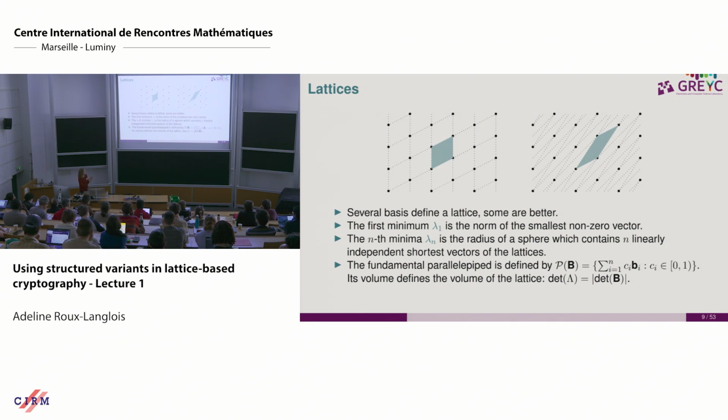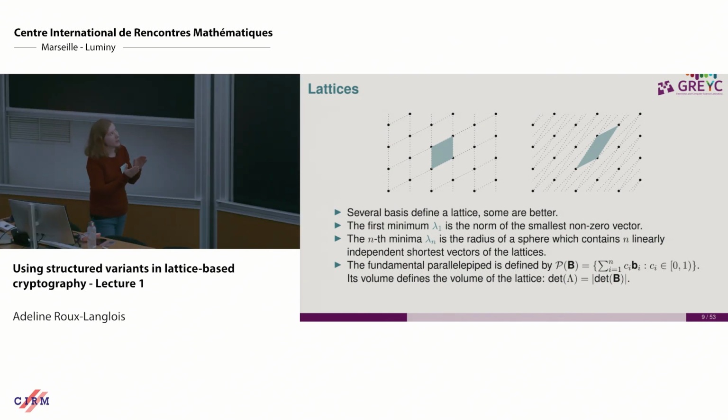Because it defines the determinant of your lattice, and you can see it on this picture: for any basis, it will be the same. Even if the basis is different, you will have the same volume. So the volume only depends on your lattice and not on your basis.